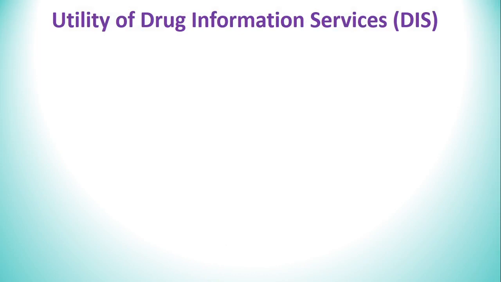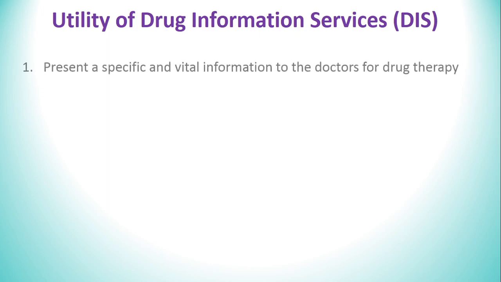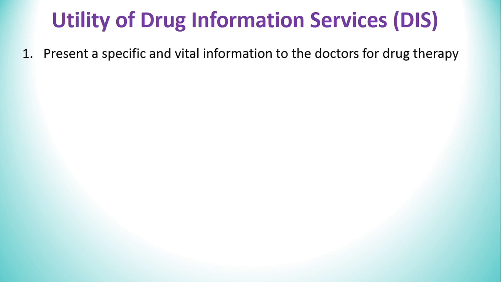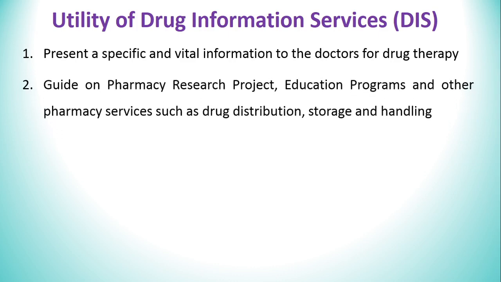Let's move forward. Here we'll see the utility of drug information services. First, drug information services present specific and vital information to the doctors for the drug therapy. It gives the information on new drugs as well as old drugs to the doctors. So it helps the doctor at the time of prescribing the drug to the patient. Also, it guides on pharmacy research projects, education programs, and other pharmacy services such as drug distribution, storage of the drug, as well as at the time of handling of the drug.